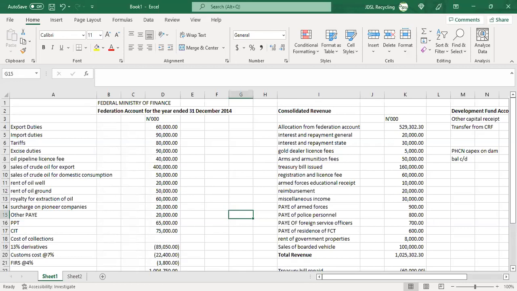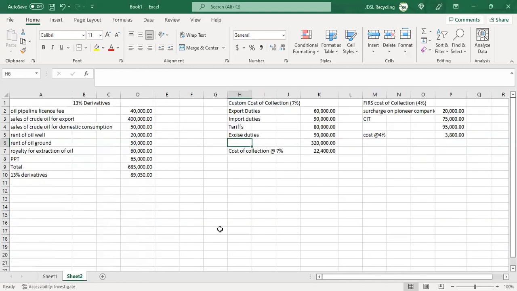Any other question? Sir, please, can you open the second calculation? I want to check something. Okay. Can you see that? Hello, can you see that? Yes, sir. Any other question?